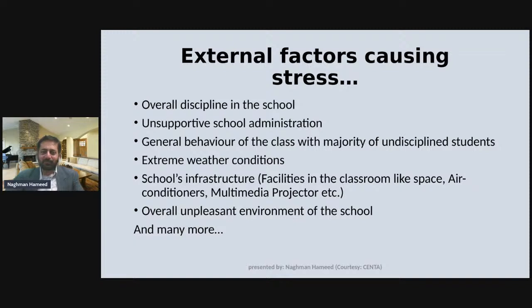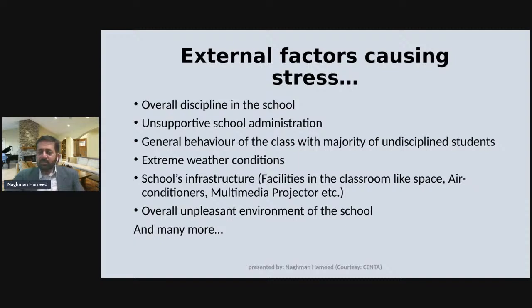All right. Next is the school's infrastructure, facilities in the classroom. Like somebody in the audience specified the temperature level. Yes, in summer, especially like these days, an air conditioner is a must. So if it's not available, the teacher will not feel comfortable, and so will the students, and that will create some sort of problem, and stress will increase.